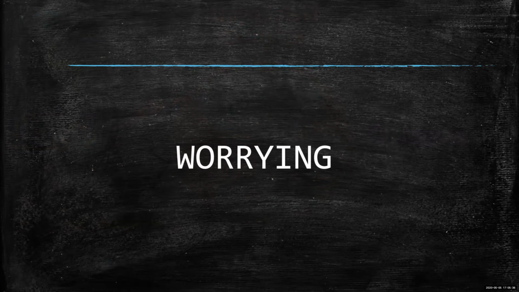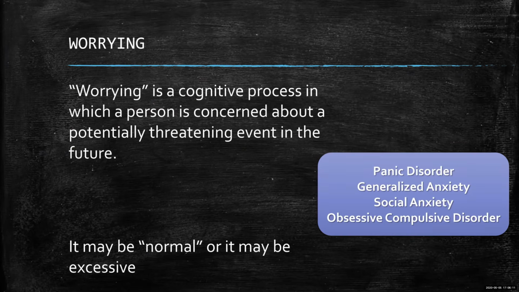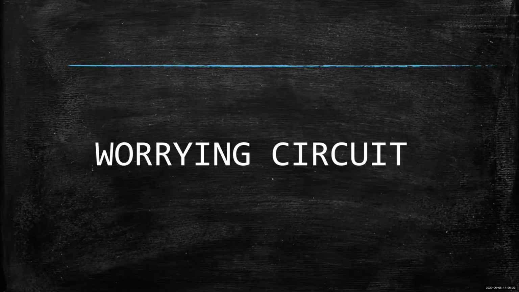What about worrying? Is worrying any different than anxiety? So worrying is a cognitive process in which a person is concerned about a potentially threatening event in the future. Worrying is about the future and what might be. And now this may be normal. For example, when you're about to take a test, you may feel some anxiety, some worrying about the test. But if it becomes excessive, it can be debilitating, and it can take over your life. Worrying is a key symptom or a core symptom of panic disorder, generalized anxiety disorder, social anxiety disorder, and obsessive compulsive disorder. So how does worry work in the brain?